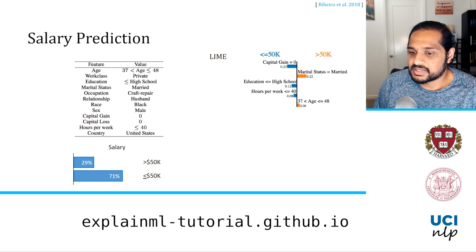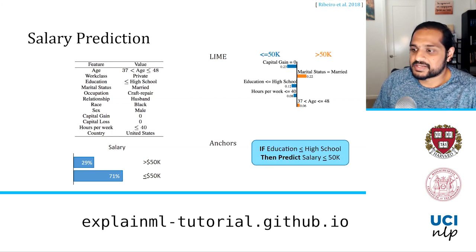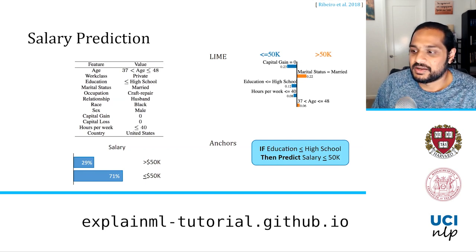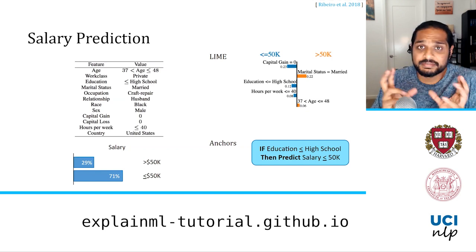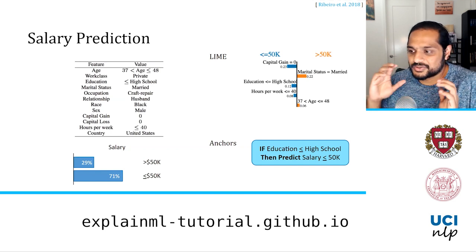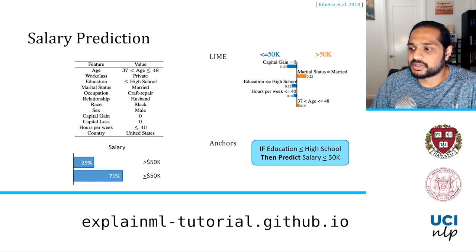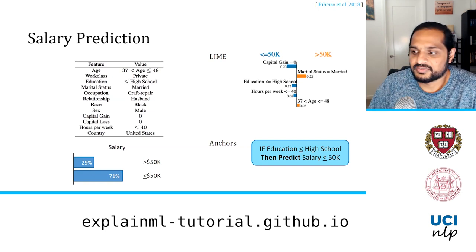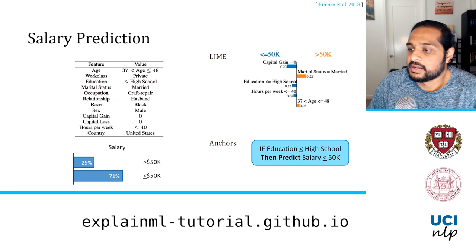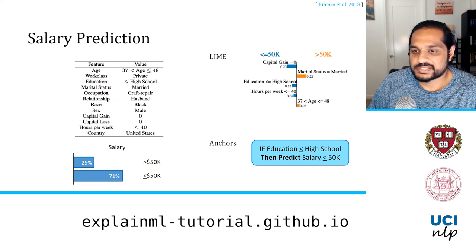Whereas anchors, in this case, gives a very simple explanation. It says if education is not beyond high school, then predict salary less than 50K. So it's a very simple rule that just tells you condition on one feature. If that condition is true, your salary is going to be less than 50K according to the model, right? And there's some confidence that we use to generate these explanations.